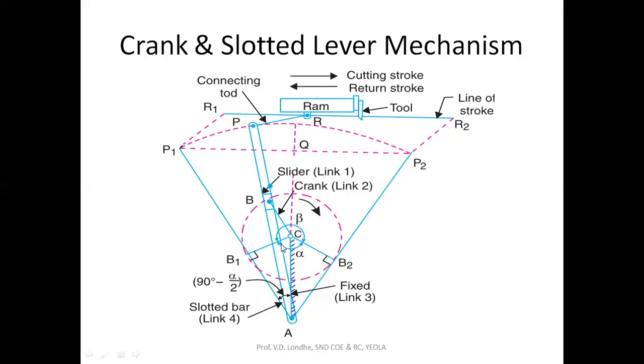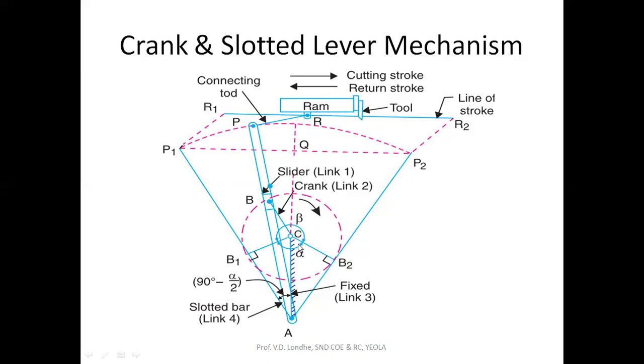And when it moves from position CB1 to CB2, this slotted link bar, link number 4, it will move from point P1 to P2. So at this time, this ram, which is attached to this tool, it will again move from R1 to R2. So when it is moving in this zone, whatever the stroke traveled by this ram, it is the cutting stroke. So during this stroke, the machining operation, or material removal, is taking place.